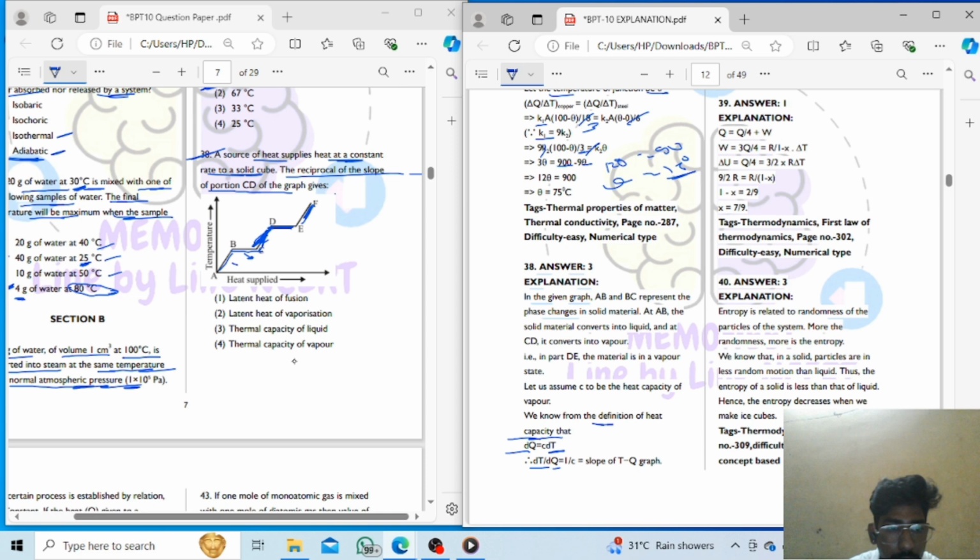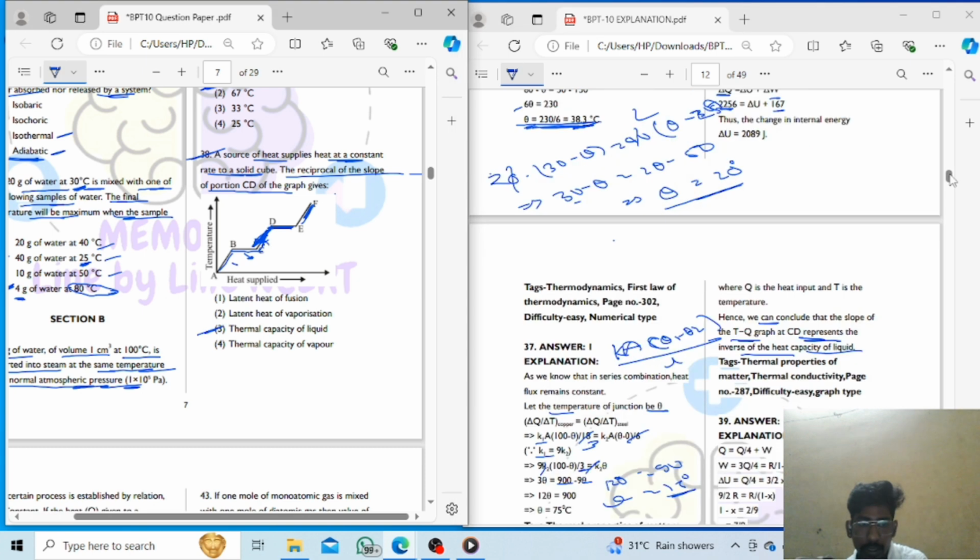Why? I already put it. In the other portion it is converting from liquid to vapor, but in the D to C portion it gives the thermal capacity of the liquid. Here the temperature is increasing with the supply of heat. So the liquid is converting to the gas here. At this point it is totally converted, if the latent heat is provided from the liquid. So they are all liquid only.